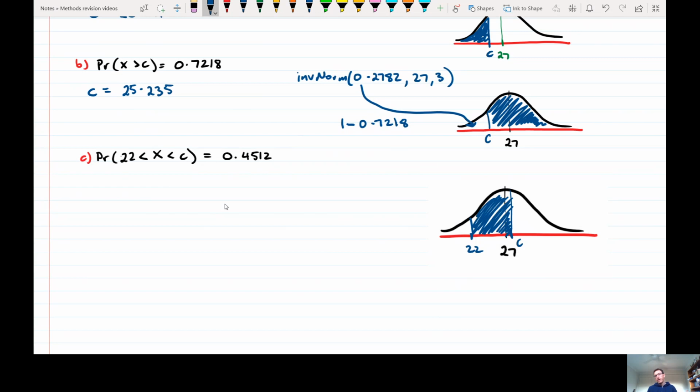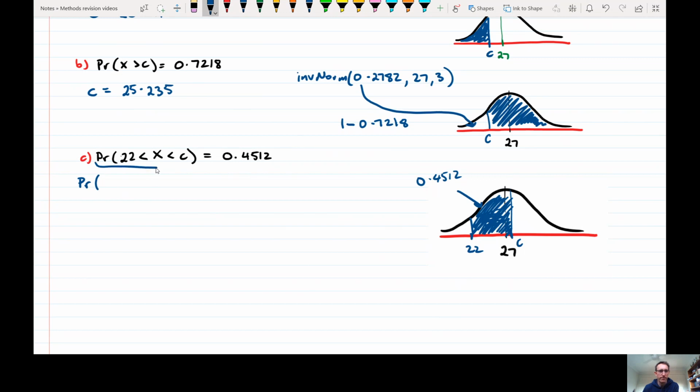Problem with this scenario, though, is that remember our calculator only takes the area to the left of a coordinate, the left of a variable. So I need all of this in here to find C, but I've only got this much here. This much in here is the 0.4512. So I actually didn't know what this one is as well, so I know all the area left. And this is where we start using a bit of our symmetry, not so much symmetry, but properties of normal distribution.